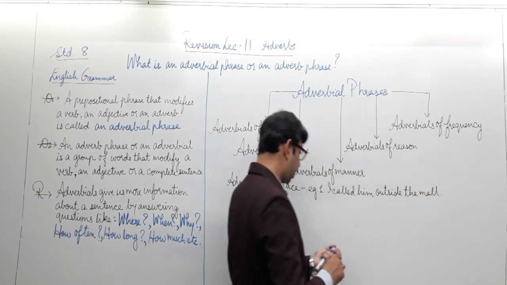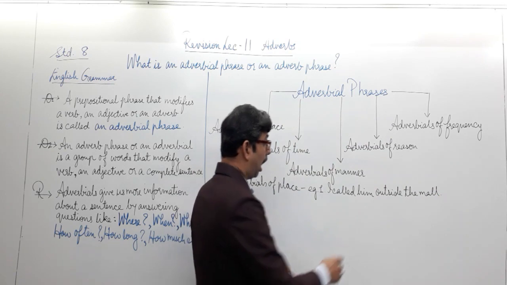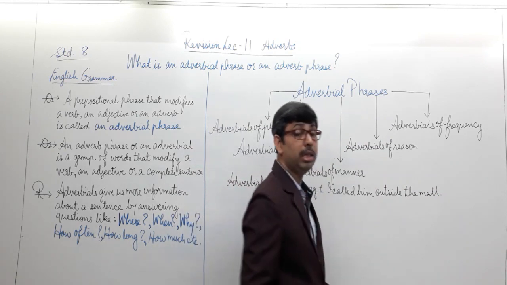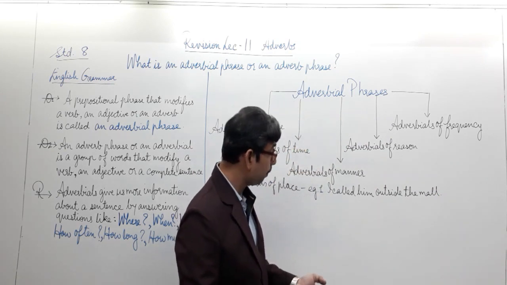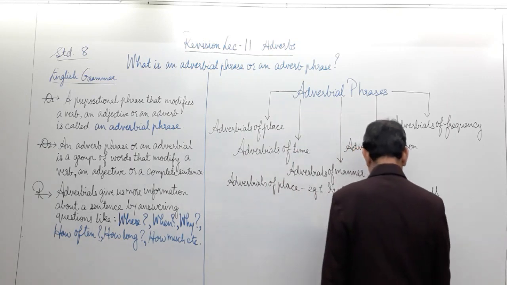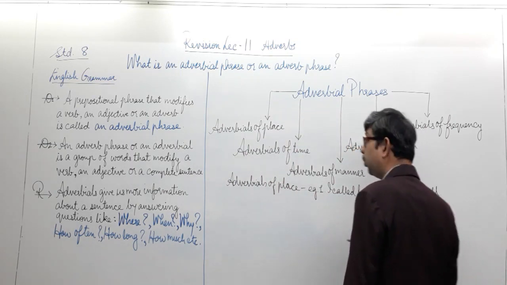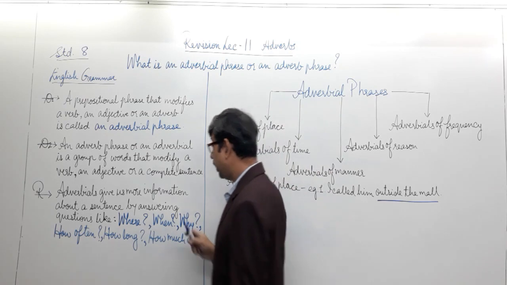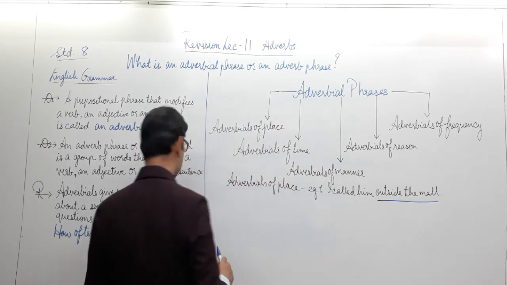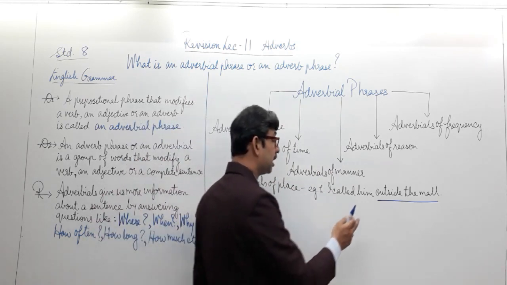You will be able to observe that the word outside is showing the adverb of place. Therefore, if I highlight or underline the words outside the mall, it would give me the understanding or the information about the sentence, that where the person is being called.